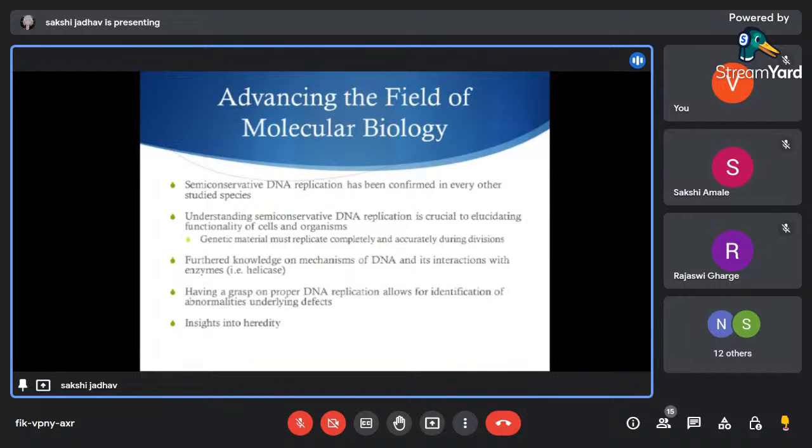Semi-conservative DNA replication has been confirmed in every other studied species. Understanding semi-conservative DNA replication is critical to elucidating the functioning of the cells of an organism, and further knowledge of the mechanism of DNA and its interaction with enzymes. Having a grasp on proper DNA replication allows for the identification of abnormalities, underlying defects, and insight into heredity.